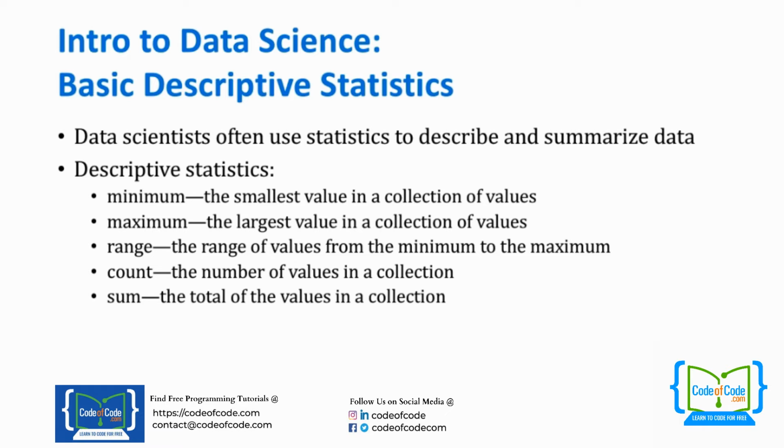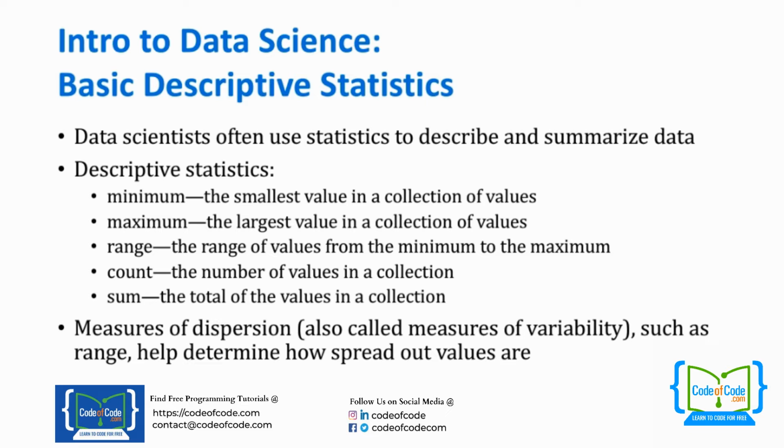Some of those basic statistics include finding the minimum of a set of values, the maximum of a set of values, a range, which is simply the minimum to the maximum value. That's a spread of information. Also simple things like the count of the total number of items in a collection of values and the sum of those values as well. In this section, we'll focus on the minimum, maximum, and range, and we'll take a look at count and sum as we move forward into later lessons.